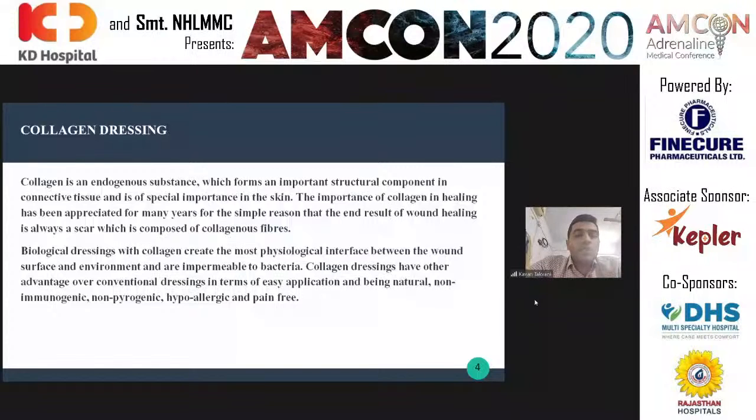Collagen is an endogenous substance which forms an important structural component in connective tissue and is of special importance in the skin. The importance of collagen in healing has been appreciated for many years for the simple reason that the end result of wound healing is always a scar which is composed of collagenous fibers. Biological dressings with collagen create the most physiological interface between the wound surface and environment, which are impermeable to bacteria. Collagen dressings have other advantages over conventional dressing in terms of easy application and being natural, non-immunogenic, non-pyrogenic, hypoallergenic, and pain-free.